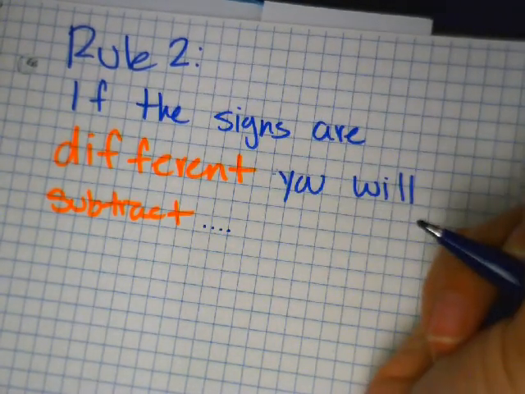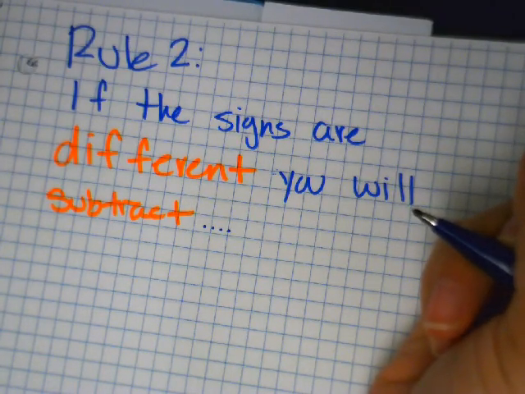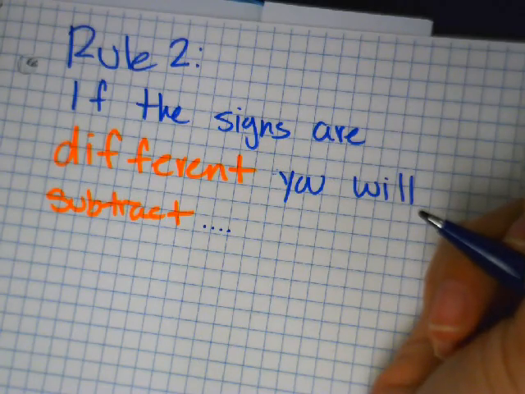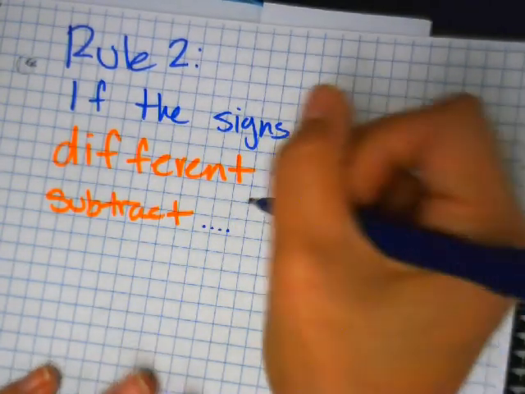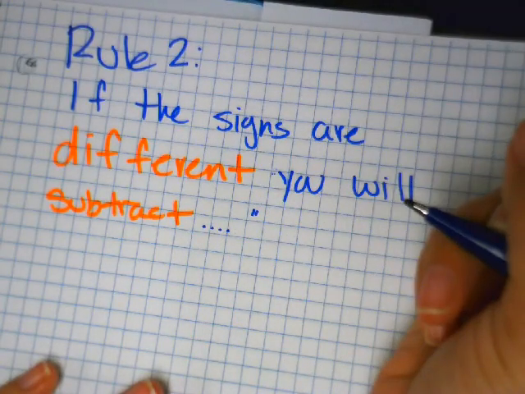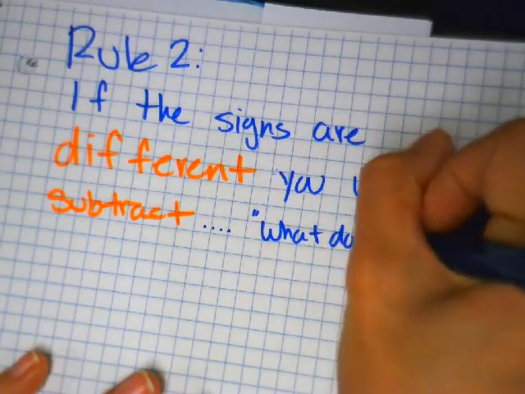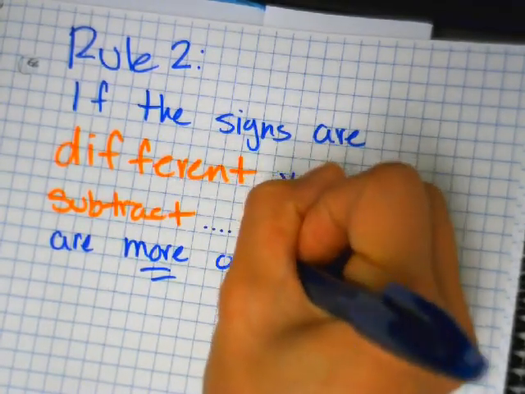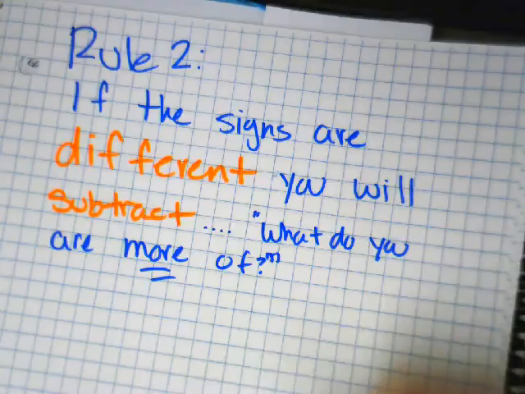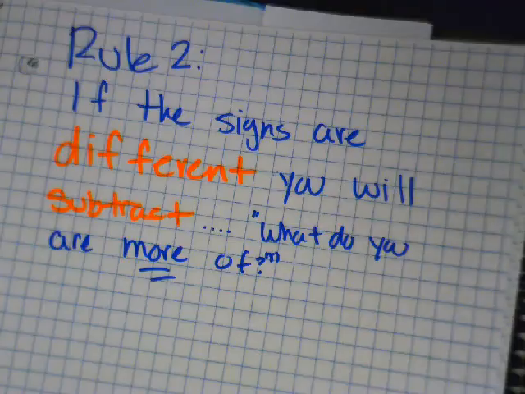Usually I cringe when I hear that answer, but I will tell you what answer makes my heart break: if the signs are the same, subtract. If the signs are different, you will subtract. And how do I tell you? What do you have more of? Do you have more positives? Then your answer is going to be positive. Do you have more negatives? Then your answer is going to be negative.